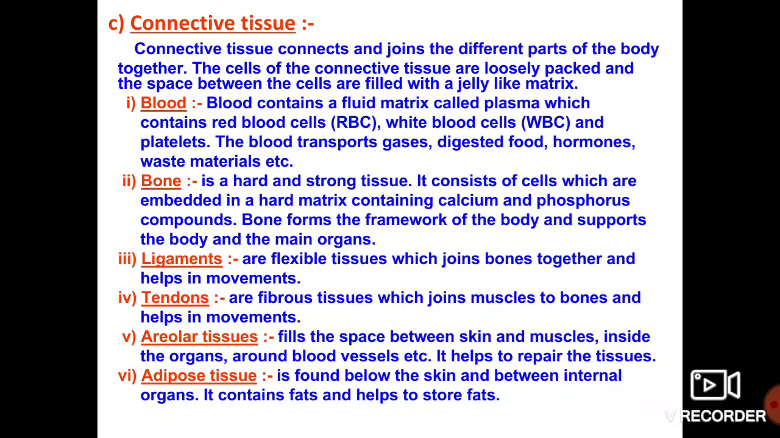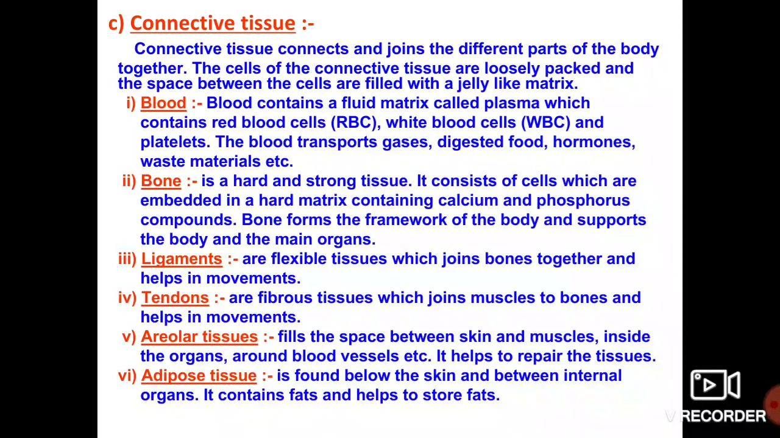Bones form a framework of the body and give proper shape to the body, and they also provide mechanical support. Apart from mechanical support, bones play a major role in protecting our internal organs. So what is the importance of bones? They form a supportive framework of the body, provide a proper shape, and are helpful in joining the internal organs as well as locomotion.